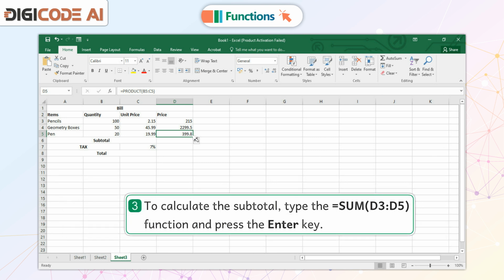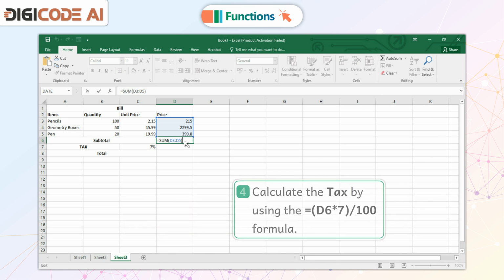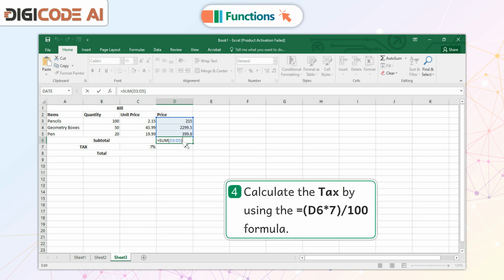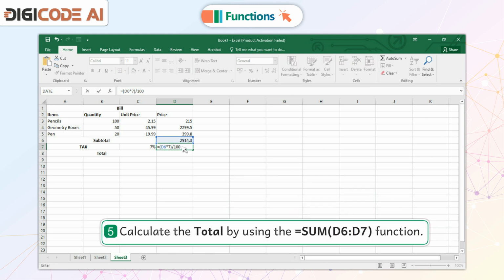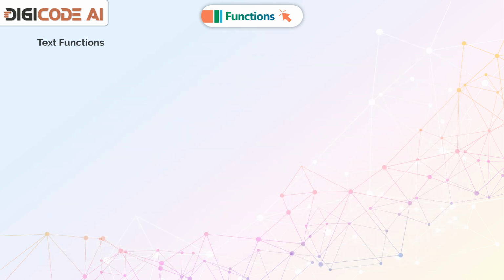3. To calculate the subtotal, type the =SUM(D3:D5) function and press the Enter key. 4. Calculate the tax by using the =D6*7/100 formula. 5. Calculate the total by using the =SUM(D6:D7) function.